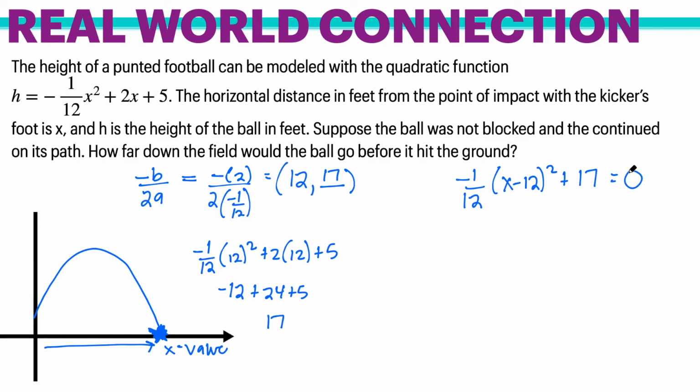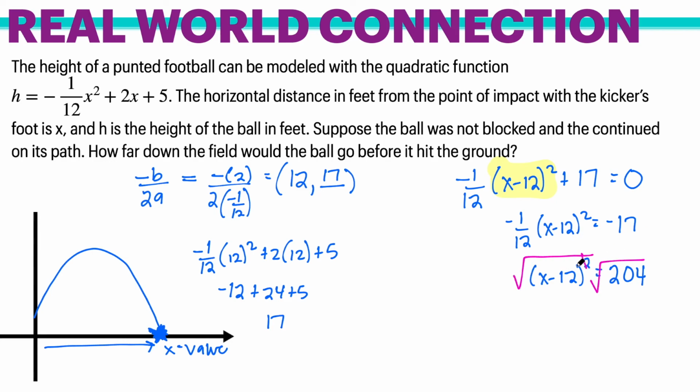And now we can actually solve it. We cannot mess with this yet, so we first need to subtract 17. And now we need to multiply by 12 because the 1/12 is a fraction, so you've got to multiply by the reciprocal. So multiply by a negative 12 and you will get 204. And now you would take the square root, since the square is now by itself. So take the square root of both sides, and you'll get x minus 12 equals plus or minus the square root of 204.